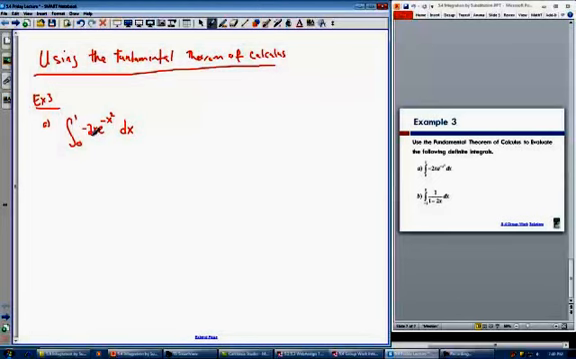And this is not one of our 4 types. Okay, it's not a constant. It's not just a power of x. It's not just e to the x, and it's not 1 over x, so we can't integrate it. So we have to use substitution.